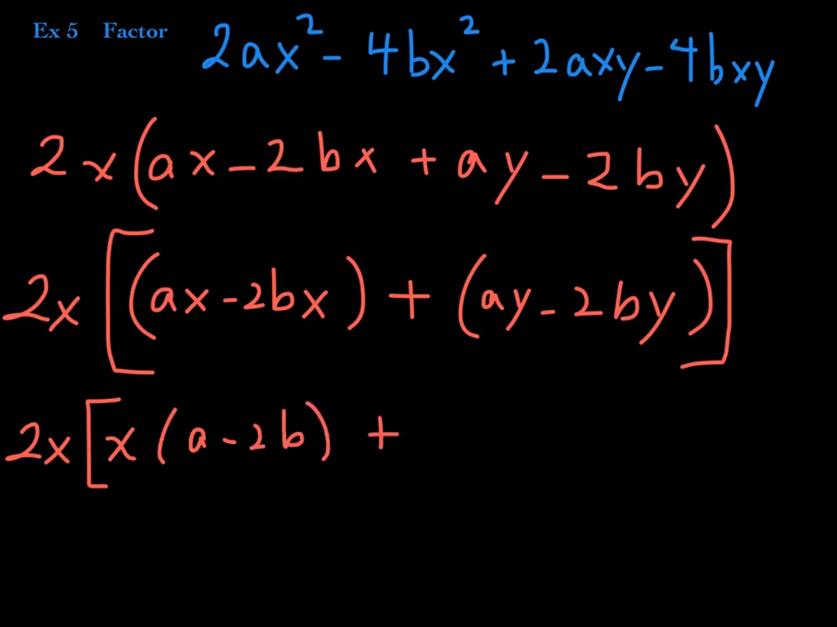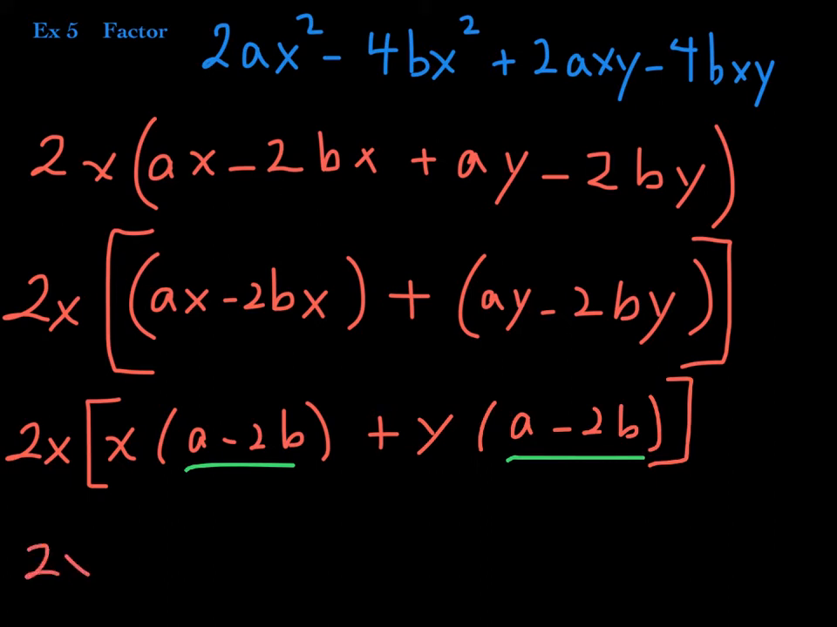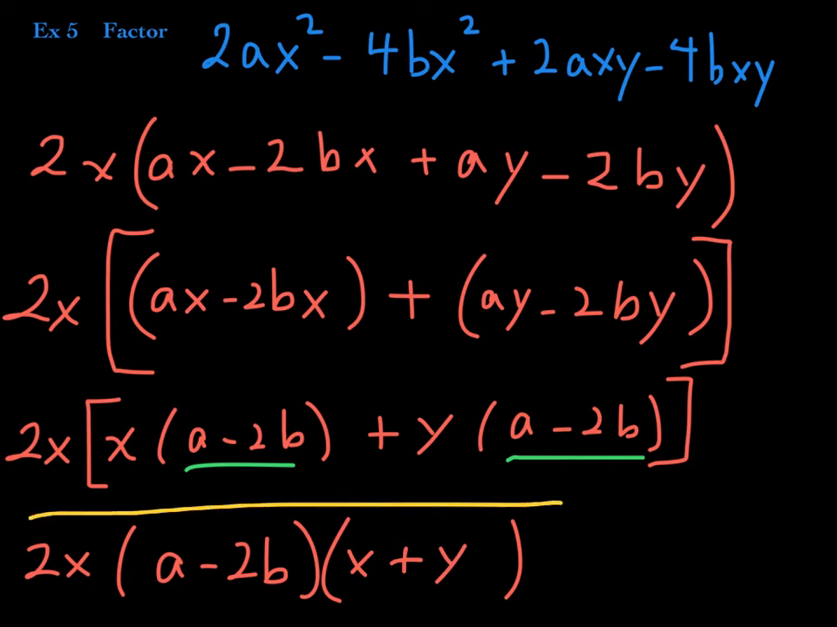Next, what do they have in common? A y. So let's factor out a y, leaving you with a minus 2b. Notice that we're on the right track because this binomial factor is the same as this one. The next step is to factor out the common binomial factor of a minus 2b. And what remains when you do that? X plus y. This is the complete factorization for that polynomial of 4 terms.